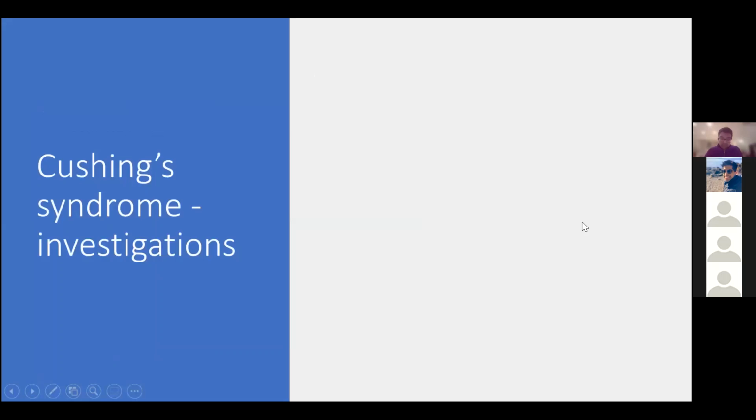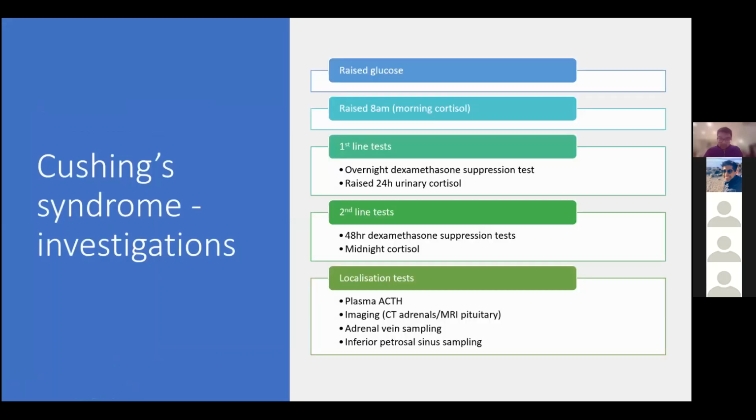So how do we investigate Cushing's? Often we're monitoring their BMs. These patients are prone to becoming type 2 diabetic, and they're often insulin resistant. They often have raised blood glucose levels. If you're screening for Cushing's, then you can do an 8 AM cortisol. This is usually a screening test. This is not a confirmation of Cushing's, and you're looking for this to be elevated.